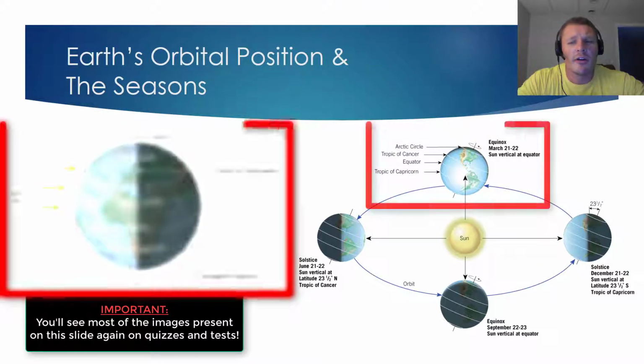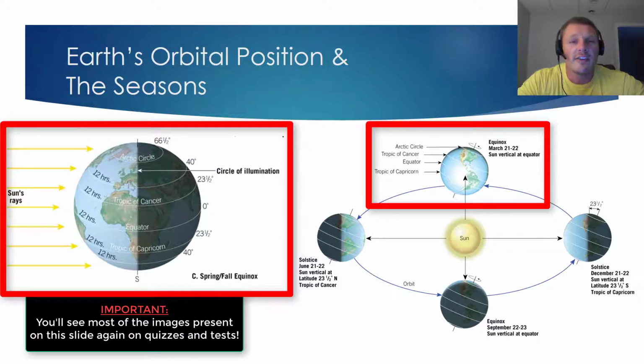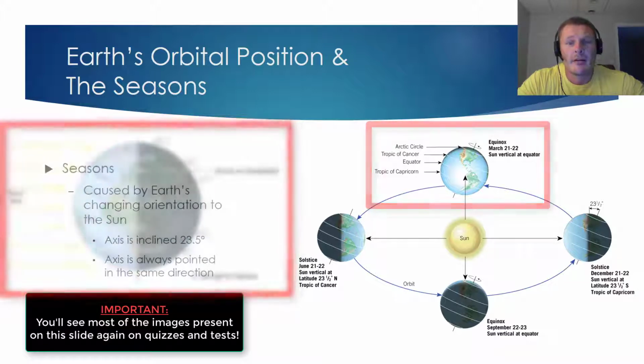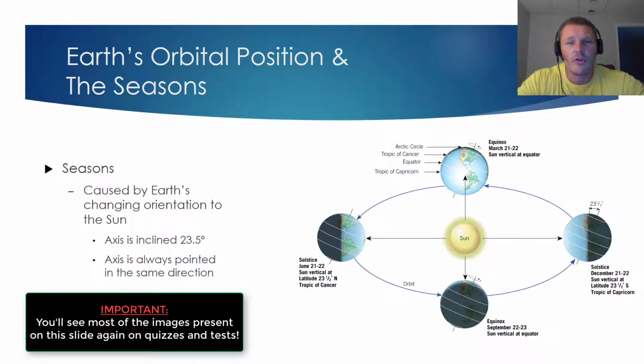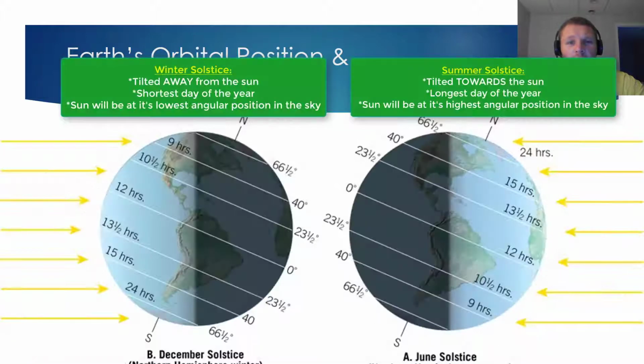And then if we work our way back around to the spring equinox, we would once again see 12 hours of sunlight at all positions on Earth's surface, and the sun would be hitting the equator head on. So I know that we're being biased and focusing on the northern hemisphere, but that's the hemisphere in which we live. So keep in mind, on the summer solstice, we will have our longest day of the year, and on our winter solstice, we will have our shortest day of the year.